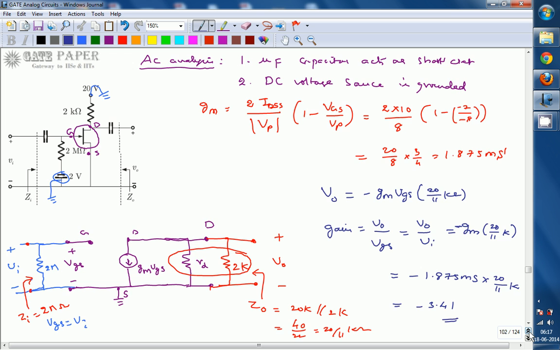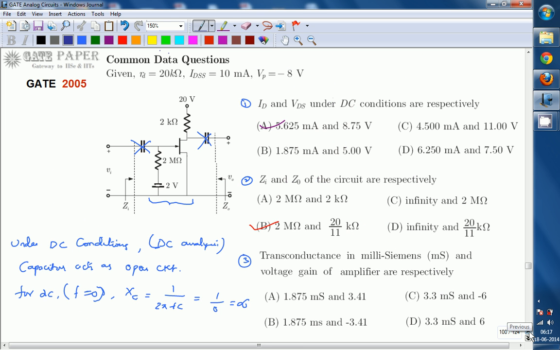So the right answer for this third question is minus 3.41 and 1.875 millisiemens. The right answer for this question is B. Transconductance is 1.875 millisiemens and voltage gain is minus 3.41.